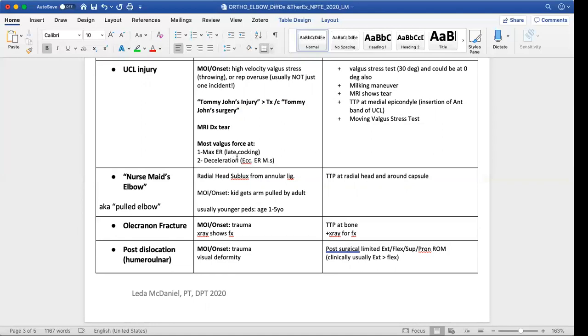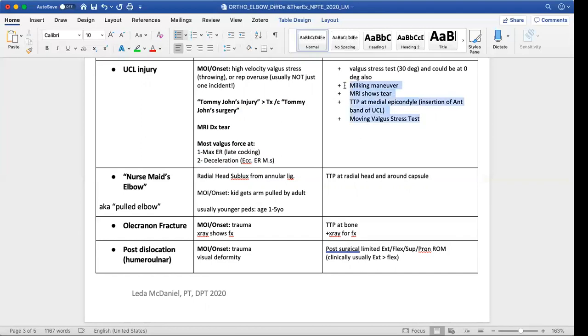But what we're really thinking about is these are the points in time during the throwing phase where your valgus force at the elbow is significant. So if you're going through repetitive throwing, you're getting valgus force, valgus force, valgus force at each of these places for every throw that you undertake.